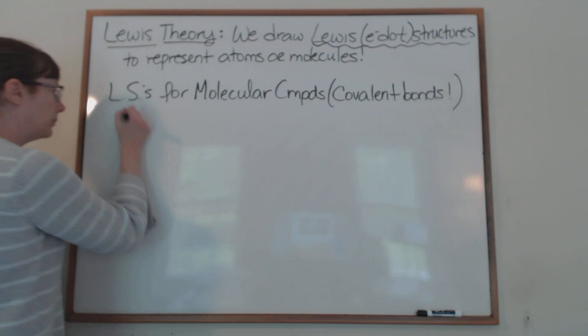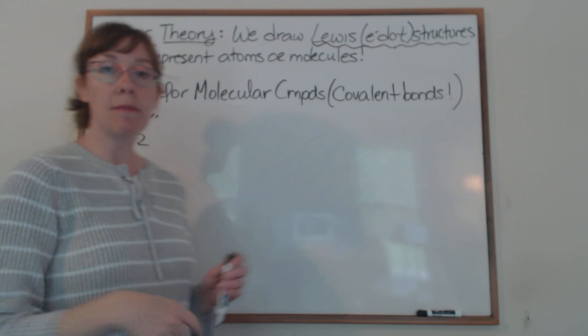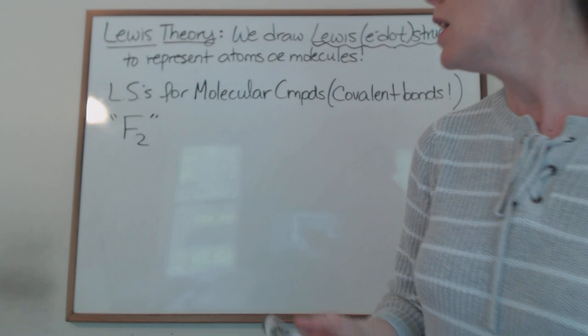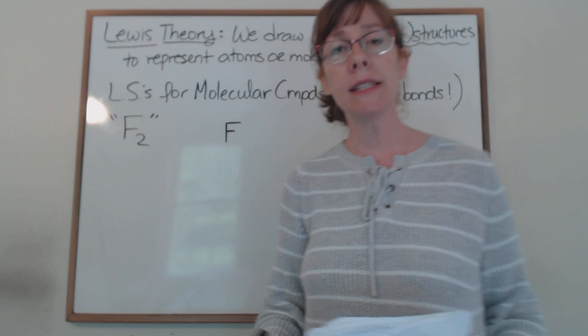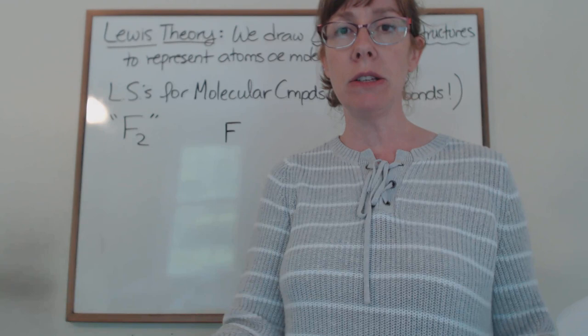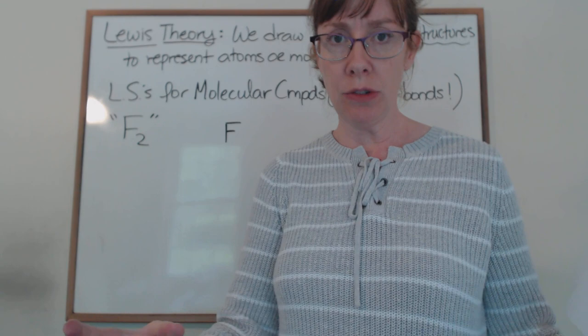F2 is certainly a molecular compound because it's made up of 2 nonmetals. They're both fluorines, but they're nonmetals. So let's take a look at how this works. And by the way, as I'm teaching Lewis theory, I always start at the very bottom floor, very fundamental, so that you understand what you are doing when you're drawing a Lewis structure.